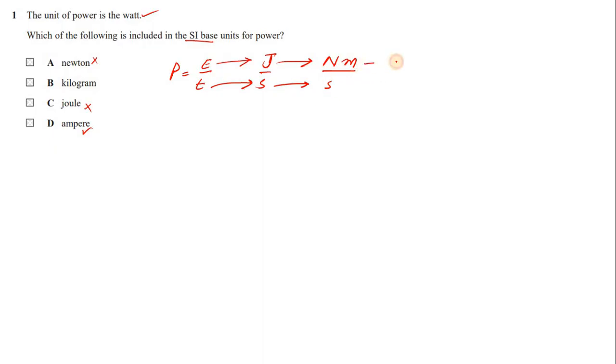Now further, Newton meter can be written as kg Newton. Newton can be written as kg m s^-2, and this is the meter here, divided by time. Finally, you can simplify to kg m^2 s^-3. This is the SI base unit of watt or power, equivalent to watt. So kg is involved as an SI base unit in watt. So the option must be B.